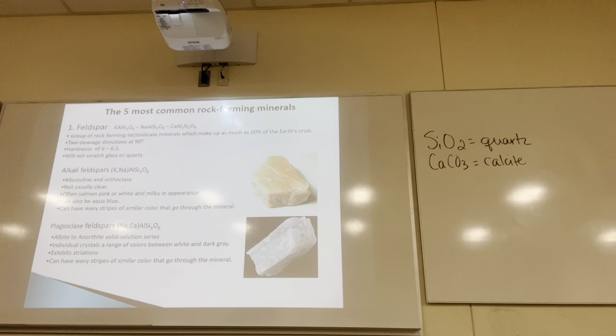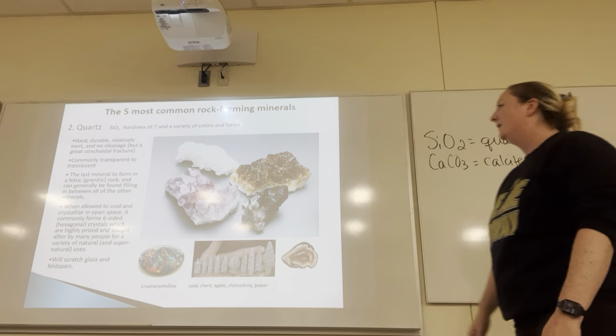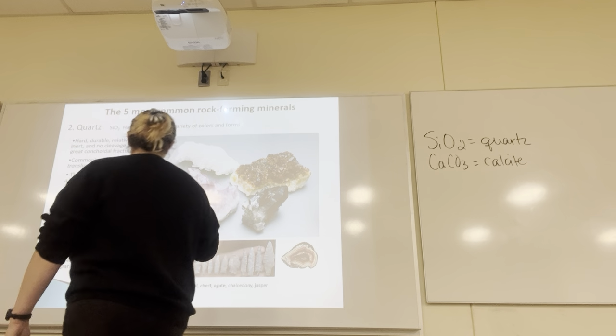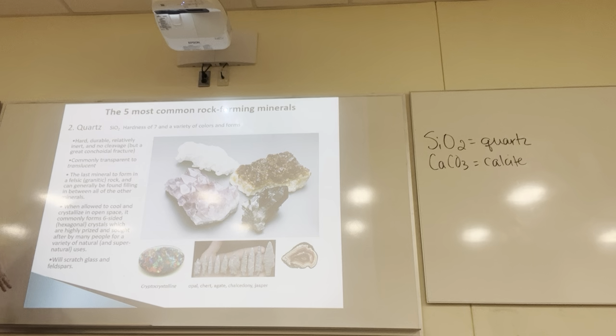After that, we have quartz. Quartz, we said already, is a hardness of 7. It's a very durable mineral. It comes in a variety of colors, like we see here. We also have other examples of ways in which quartz can form into other minerals like chert, agate, or chalcedony, or jasper. When igneous rocks form, quartz is the last thing to crystallize. So it has to have a pretty low temperature. When it's allowed to crystallize in open space, it commonly forms hexagonal crystals.